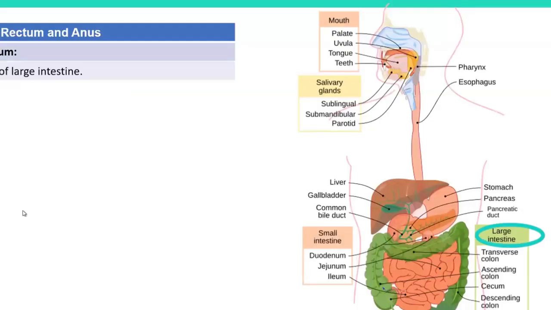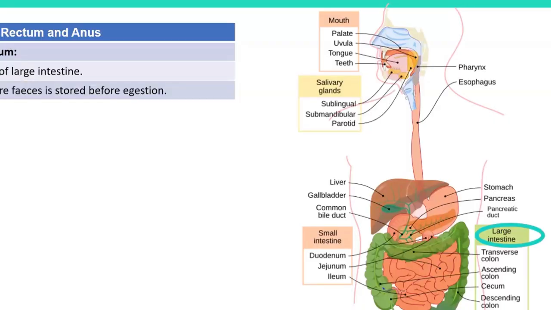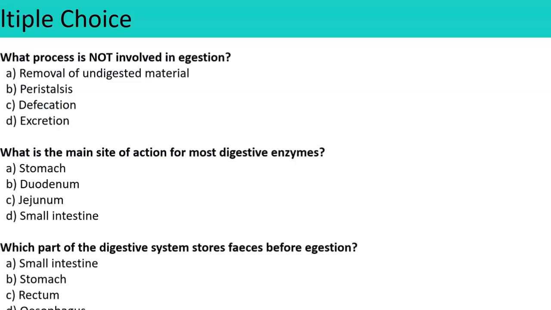So the last part of the system is the rectum, which is part of the large intestine. It's the last bit, where feces are stored before egestion. And the anus is another sphincter muscle. Remember, we have one at the top of the stomach, which stops us vomiting constantly. It's there to stop you losing your feces constantly, because that would be not very pleasant.